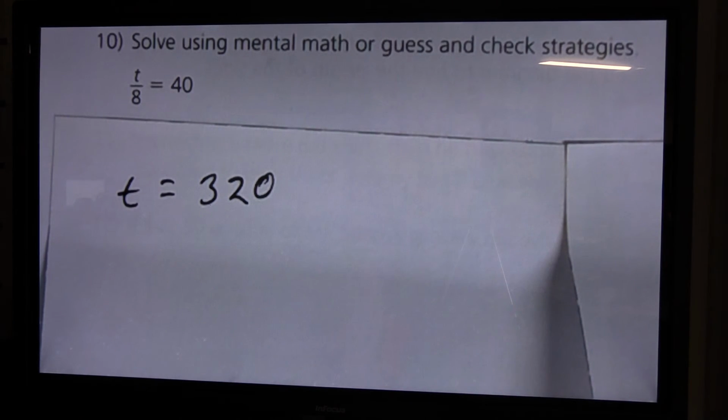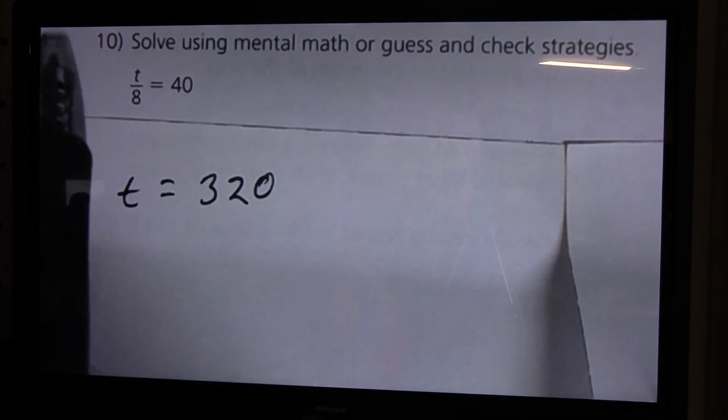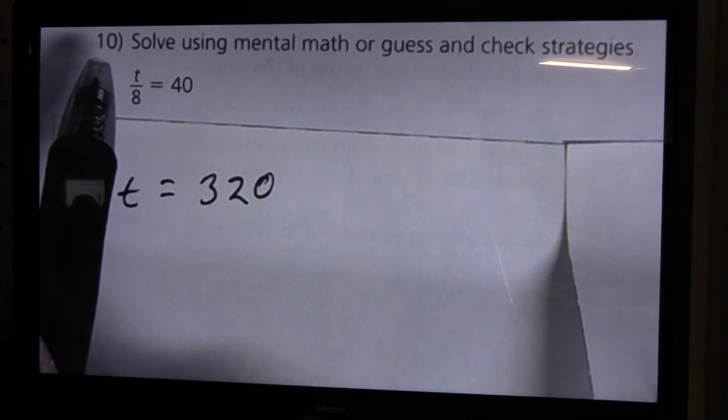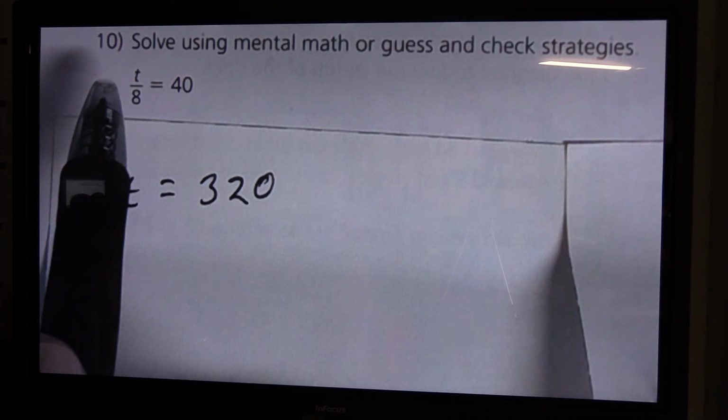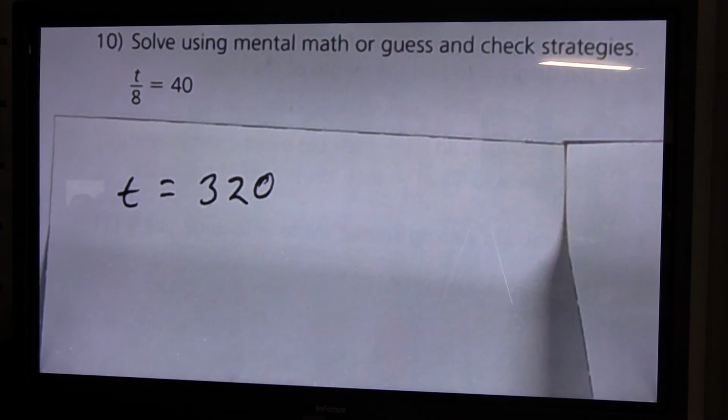Yeah. Okay. What you did, I can see kids making that mistake. You know that 8 times 5 is 40. But see, if you had 5 in place of t, you're not multiplying 5 by 8, you're dividing 5 by 8. So, yeah, I can see some kids making that error. All right, anybody get t equals 320 besides me? Okay, I see a lot of hands that went up for that.